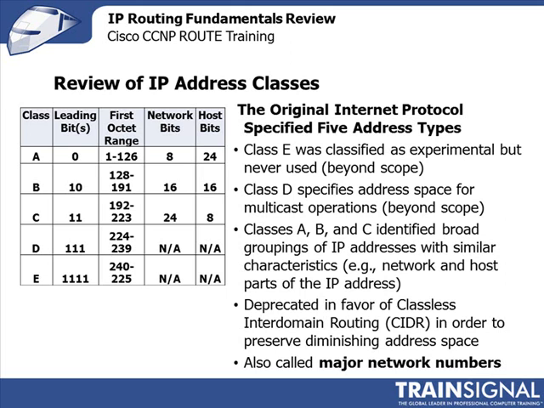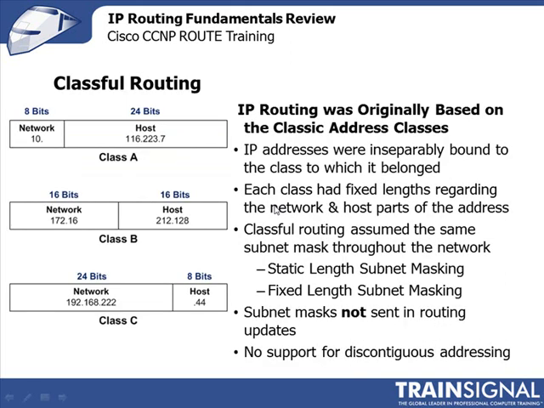Sometimes this Class A, B, and C is also referred to as major network numbers or major network boundaries. And this becomes important later when we talk about things like auto-summarization. But Class A, B, and C, pretty straightforward and likely something you already ran into on the CCNA. Classful IP routing could actually be referred to as class-based IP routing, which just basically meant an IP address was pretty much inseparably bound to the class to which it belonged. A Class A address would always be a Class A address, couldn't be a Class B address, and couldn't be treated as anything other than a Class A address.